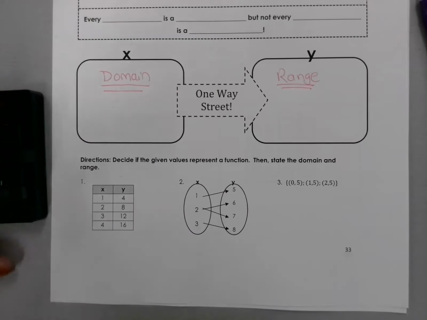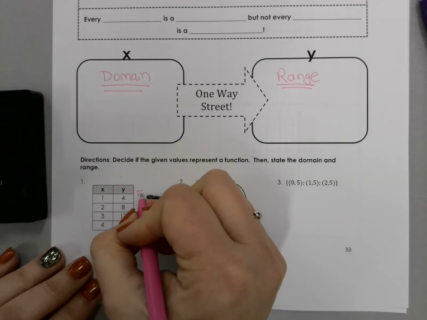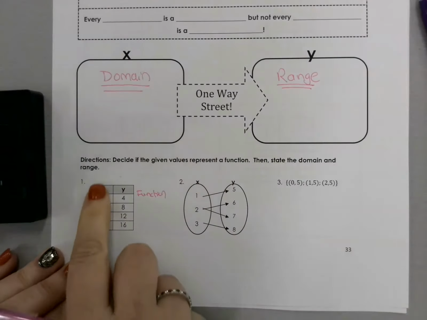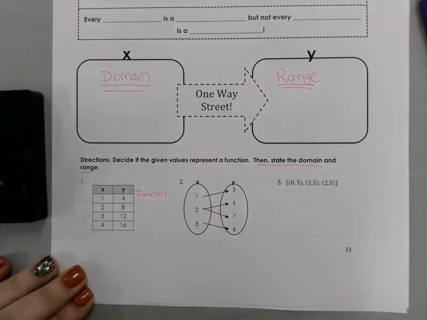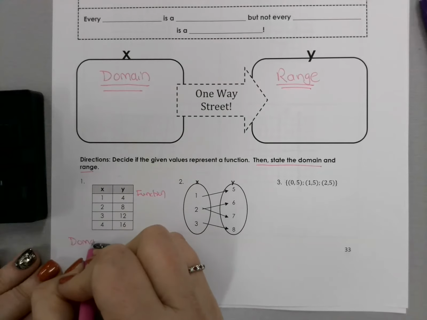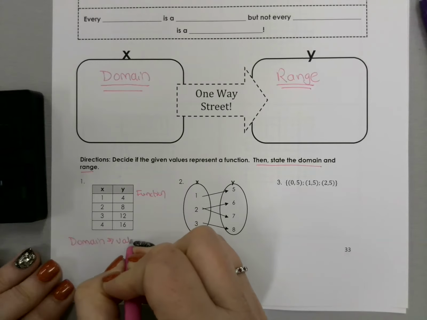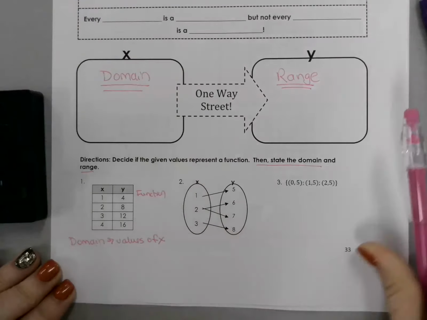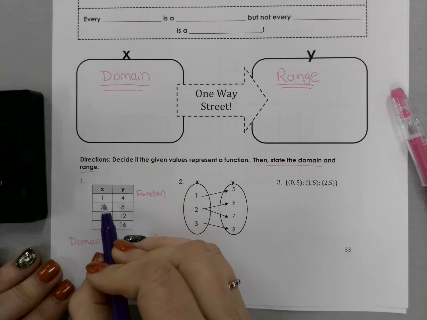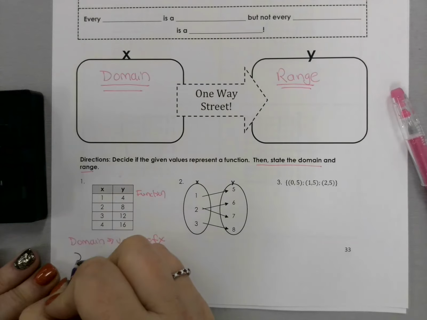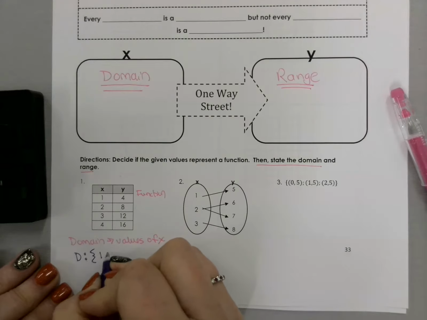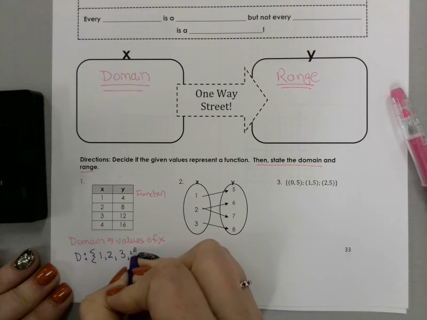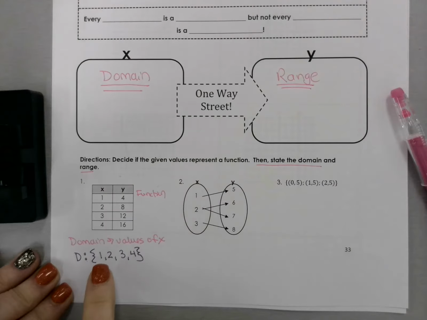So we had talked about the fact that this was a function because there were no repeating x values. And what are the domain and range? Well, as I noted, the domain are the values of x. So let's take a look at the values of x, 1, 2, 3, and 4. So I'm going to write it like this, domain, colon, 1, 2, 3, and 4. So I have just determined the domain of this function.